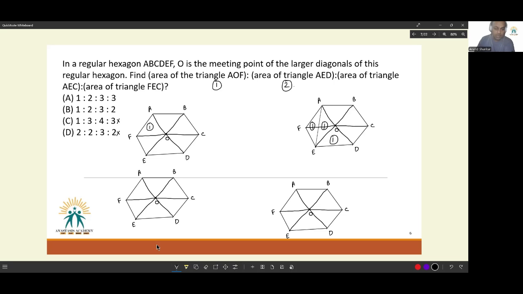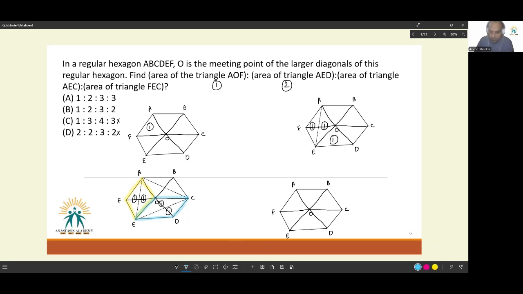Next is area of triangle AEC. Let's see. This is one line. This is another line. And this is another line. This time, look at the rhombuses that are getting created. This will have an area of 1. This will have an area of 1. Then look at this rhombus, OCDE. Again, area will be half in each instance. This will have an area of 1. This will have an area of 1.